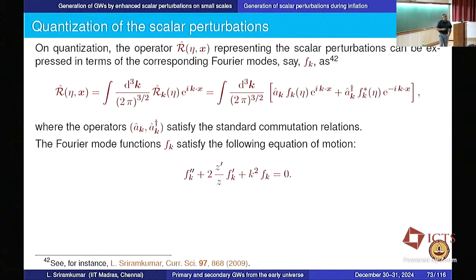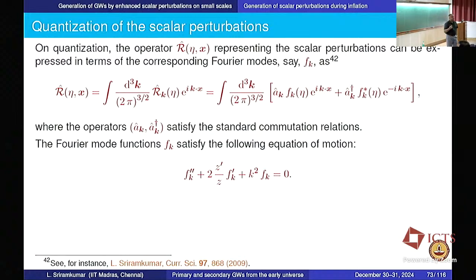So you can quantize the curvature perturbations much in the same manner as you quantize the tensor perturbations. What you do is elevate the classical quantity script R to a quantum operator, and you can Fourier decompose it in terms of creation and annihilation operators, in the same manner as you did in the case of tensor perturbations. They satisfy the standard commutation relations, and these Fourier modes f_k satisfy this equation of motion.